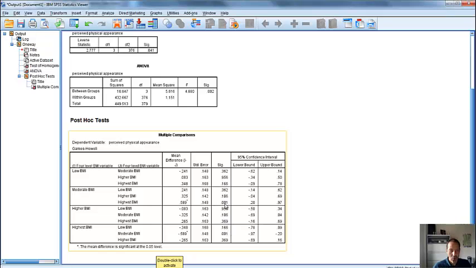As we can see here, there's only one significant finding, and it's the comparison of the moderate to the highest BMI. So which one is bigger? So it's moderate minus highest. So a higher BMI tends to have higher perceived physical appearance here, right? Yep. So it's I versus J, yeah. So I don't know if that's counterintuitive, whatever it is. It shows that there's a difference. Okay? So that's for the post hoc test.